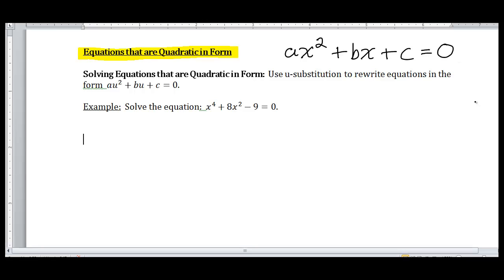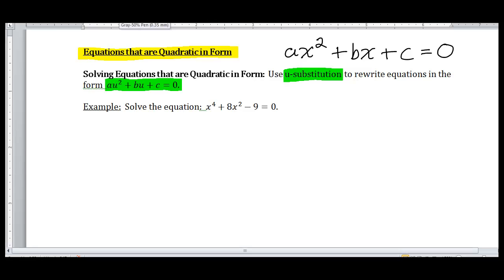All right. So what we're going to find out is that there are some equations that are not written exactly as ax squared plus bx plus c equals 0 that we can actually solve just like this type of equation. And what we're going to do is use the method that we call U substitution. We're going to be able to rewrite whatever equation we're given in the form au squared plus bu plus c equals 0. So instead of writing our equation in terms of x, we'll write our equation in terms of u.